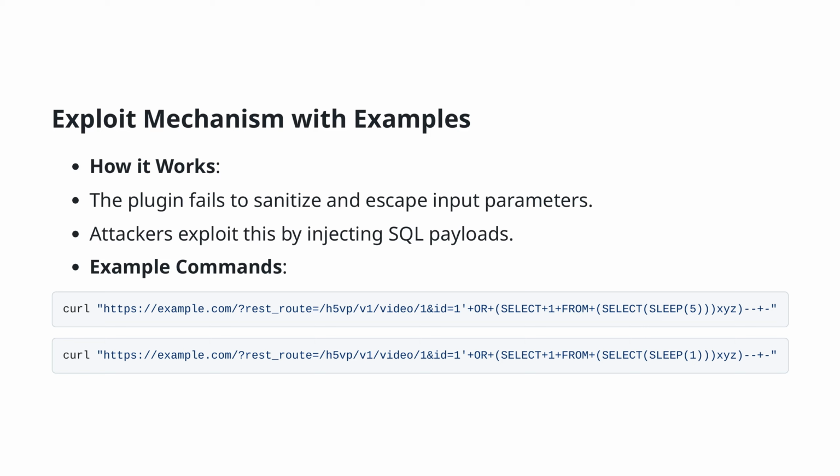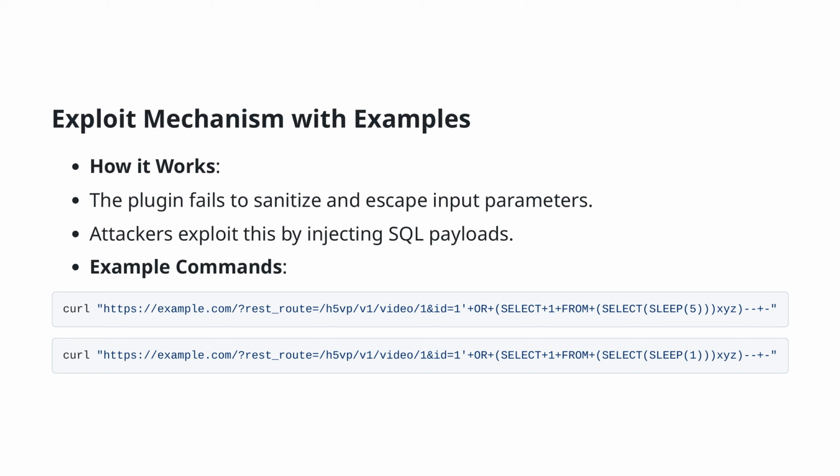The critical issue here is that the HTML5 Video Player plugin for WordPress fails to properly sanitize and escape input parameters. This flaw provides an opportunity for attackers to inject malicious SQL commands via REST route parameters. Here's how it works. Attackers craft SQL payloads that are injected directly into the REST route. For instance, using a simple curl command, an attacker can send a request to the vulnerable endpoint. Let's look at two example commands.